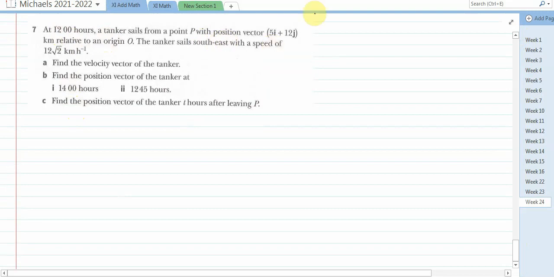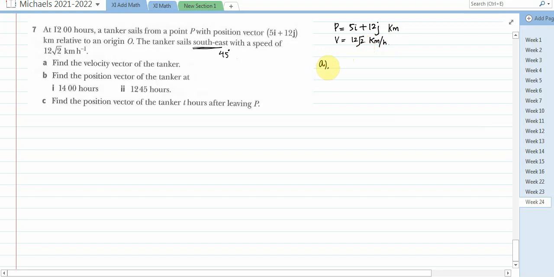with the position vector of 5i plus 12j. So you have the position, and it equals 5i plus 12j. You can say that it's an initial position in kilometers with respect to an origin. The tanker sails southeast. Now southeast defines the angle here, right? The angle we have is 45 degrees with a speed of 12 root 2. So now you have the speed, it's 12 under root 2 kilometers per hour. Find the velocity vector of the tanker.